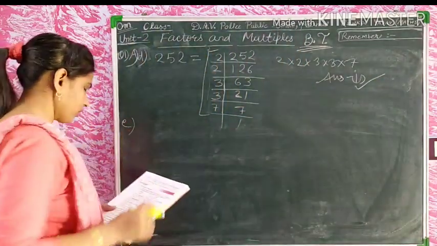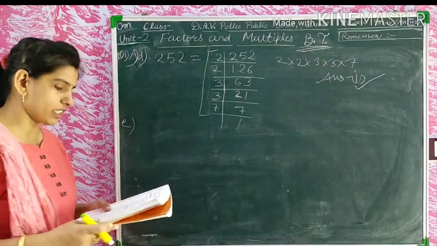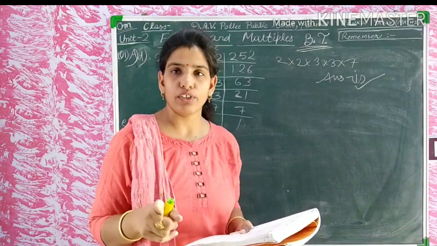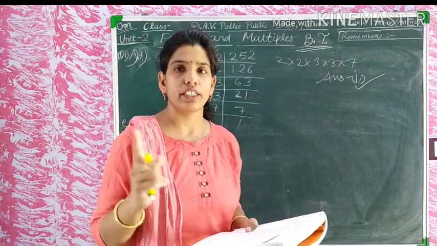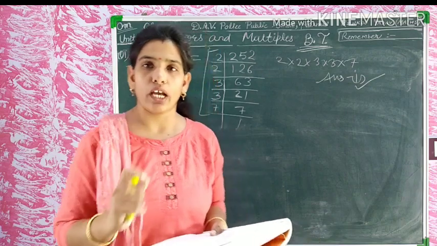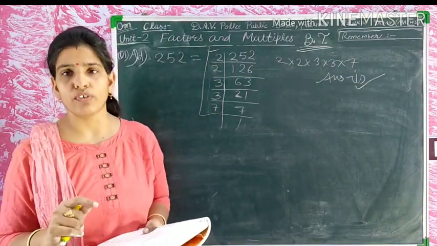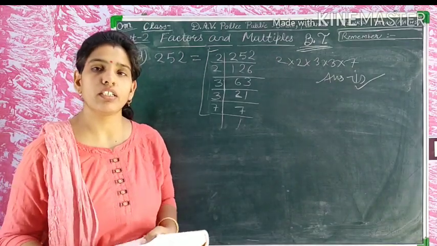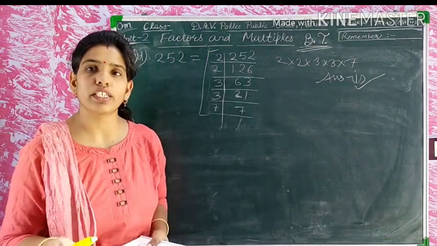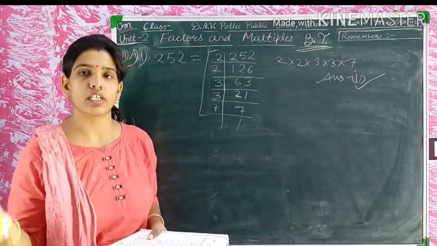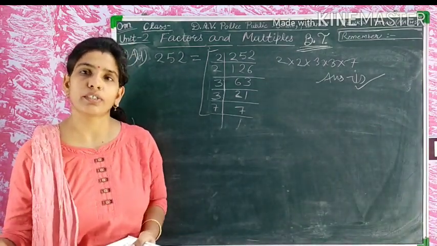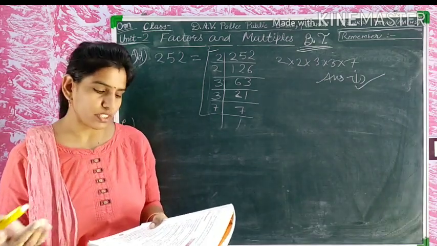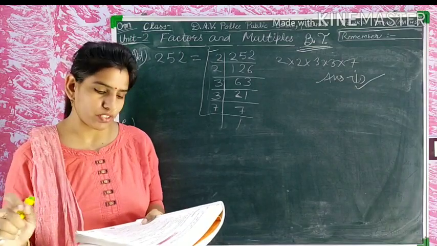Now we are going to see part E. Which of the following is a factor of every natural number? Is 1 a factor of every natural number? Yes, we know 1 and the number itself are factors of every number. Is 0 a factor of every number? No. If 0 is a factor, it will not divide the number exactly. If it is divided by any number, it becomes 0, or if it is multiplied by any number, it also becomes 0. So there is no possibility of 0 being a factor of any number.